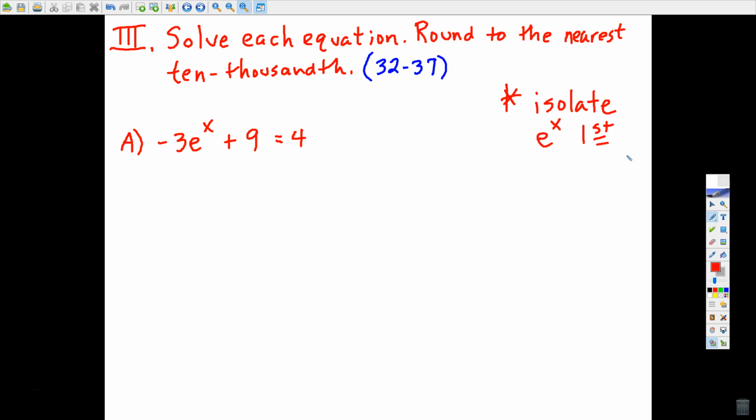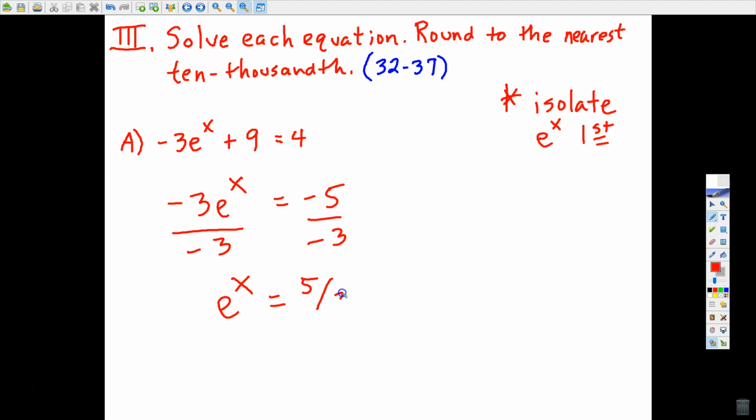So Devin, in this problem, what will need to be done first to isolate e to the power? Subtract 9. Good call. All right, so negative 3 times e to the x is equal to negative 5. And Casey, the next move to undo negative 3 being multiplied? Divide by negative 3. Good call. So I'm down now to e to the x equals 5/3. Okay, now we're in great shape.